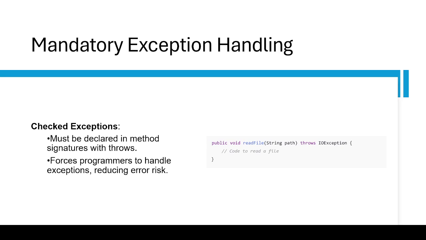Mandatory exception handling. Some checked exceptions must be declared in method signatures with throws, and it forces programmers to handle exceptions, reducing error risk. So mandatory exception handling is a key feature in Java's approach to error management. It ensures certain types of errors are always checked and addressed by the developer.